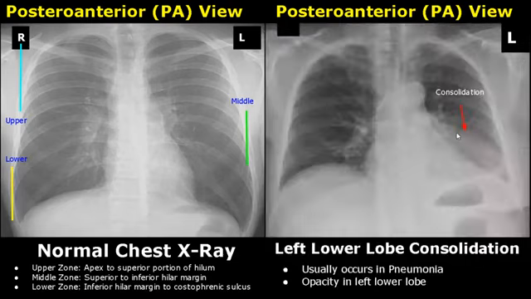Now we move on to left lower lobe. In this image, there is left lower lobe consolidation. It usually occurs in pneumonia.